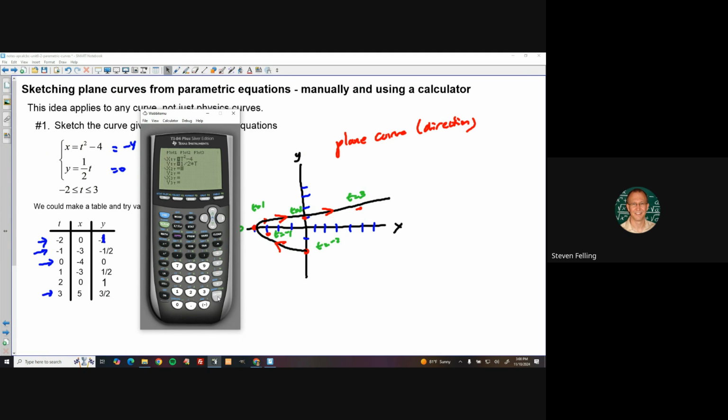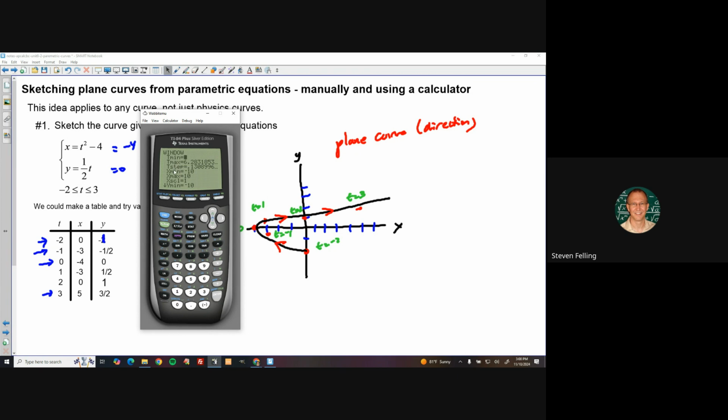So if you enter that, then let's go ahead and just say zoom 6, which is origin plus or minus 10. You'll see a part of a curve there. We definitely want to go to the window. Now the window gives you x min, x max, and x scale, and y min, y max, and y scale. But at the top, it gives you t min, t max, and t step. So this is the parameter.